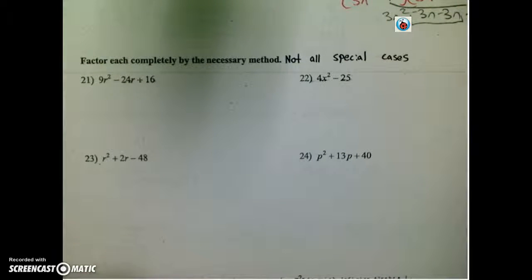Now, the remaining 4 here at the bottom, some of them could be special squares. Some of them could just be some regular factoring. Take a look at what we got here and see if you can't piece it together.